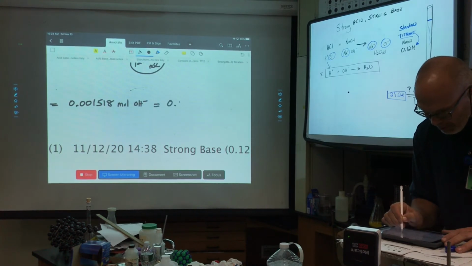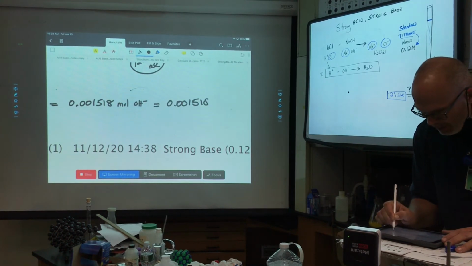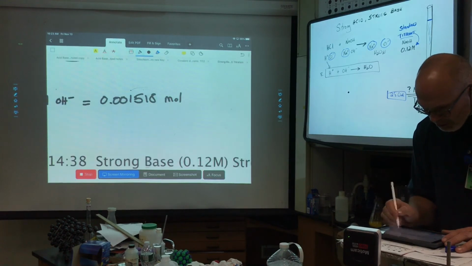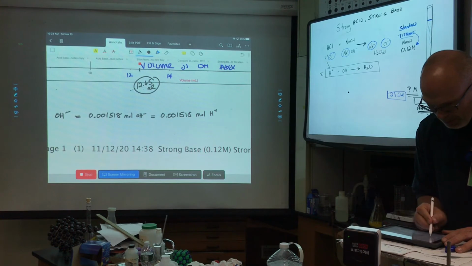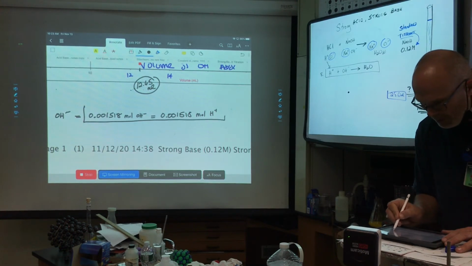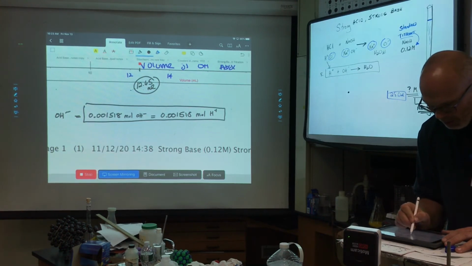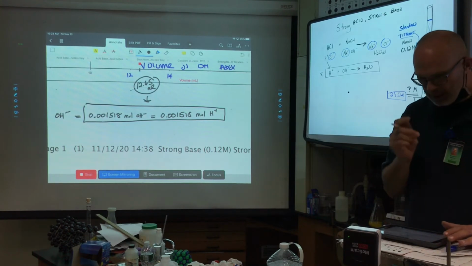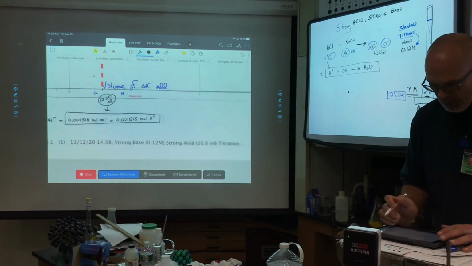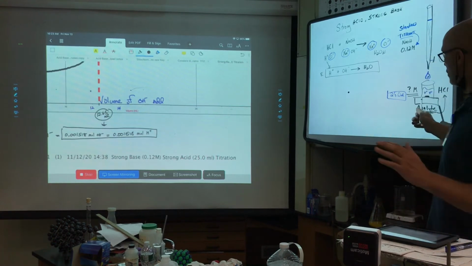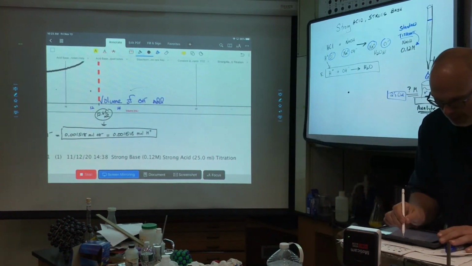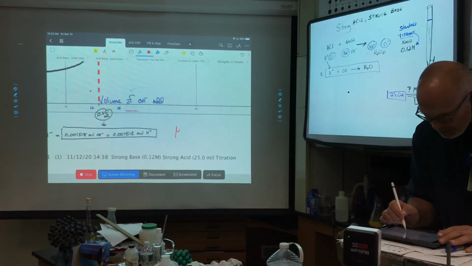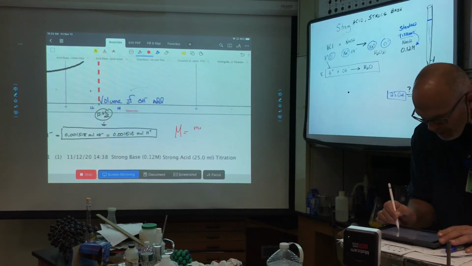So 0.001518 moles of H+. That's the cool part. There's your stoich. It's always 1-to-1. But at the equivalence point, we get the equivalence volume, and we converted it. We're able to get the moles of H+. Now, how do we get the molarity of the original solution? That's the purpose. Well, what do I know? Molarity is equal to moles of the H+ over the liter.